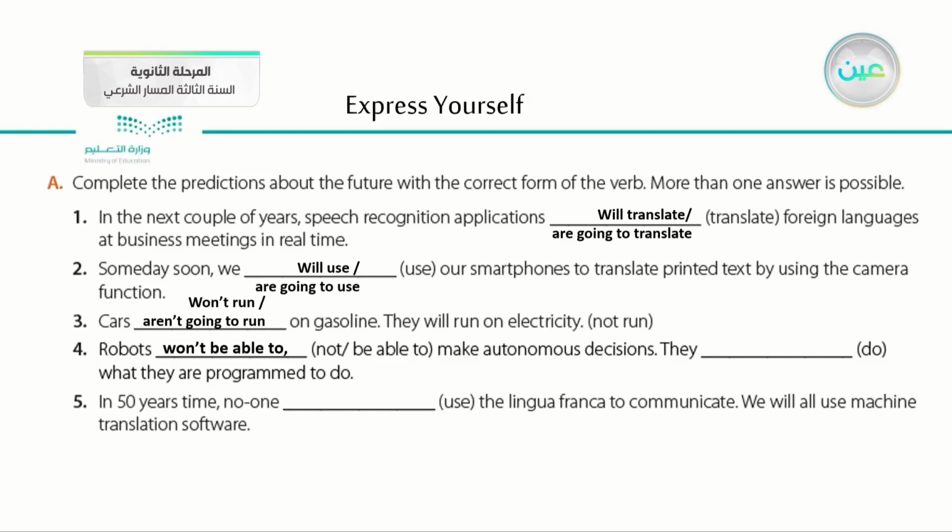Let's go over the fourth one, which is robots will not be able to make autonomous decisions. They will do and will not be able to do what they are programmed to do. Let's go over the fifth one, guys, and see if you have something to add here. In 50 years' time, no one will use a lingua franca to communicate. We will all use machine translation software. Let's see what it is, guys, together.